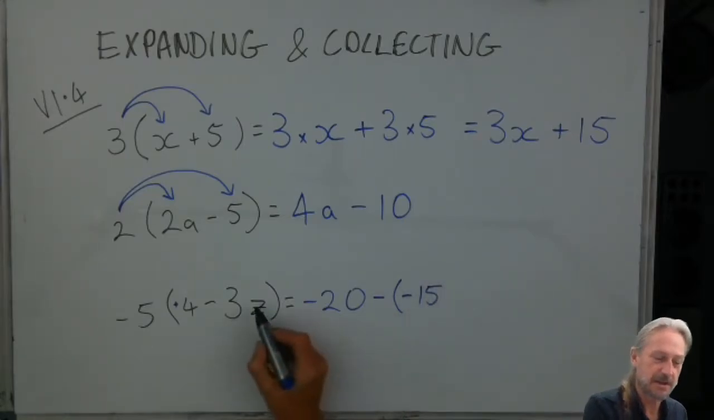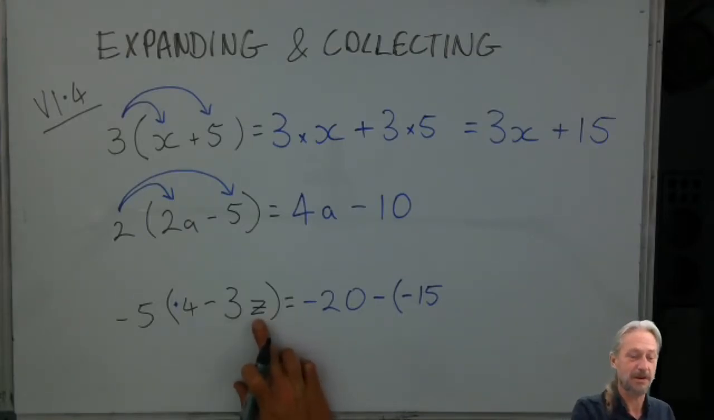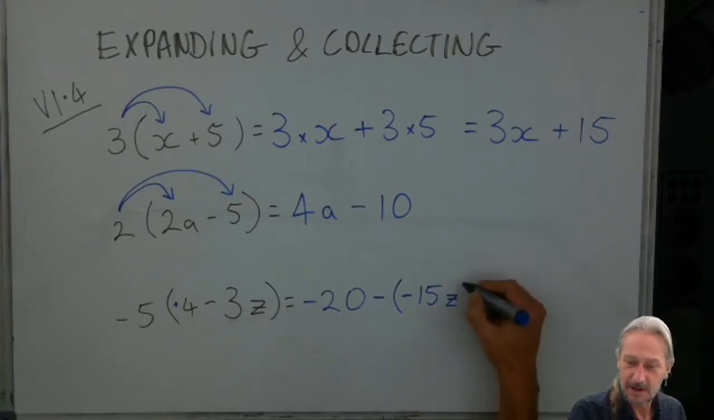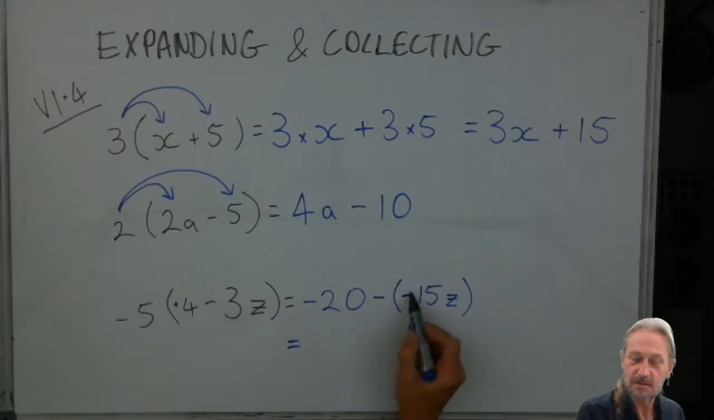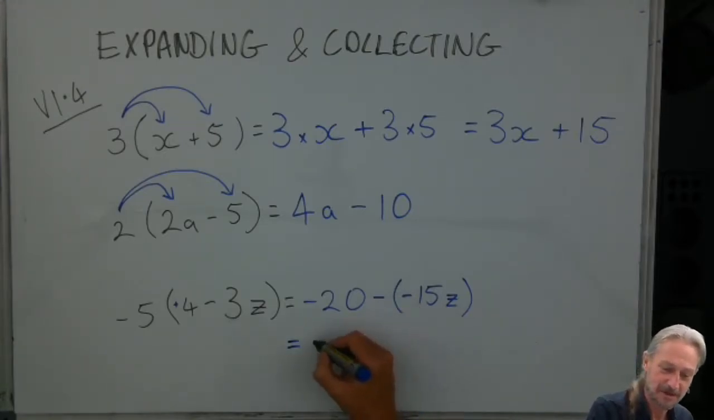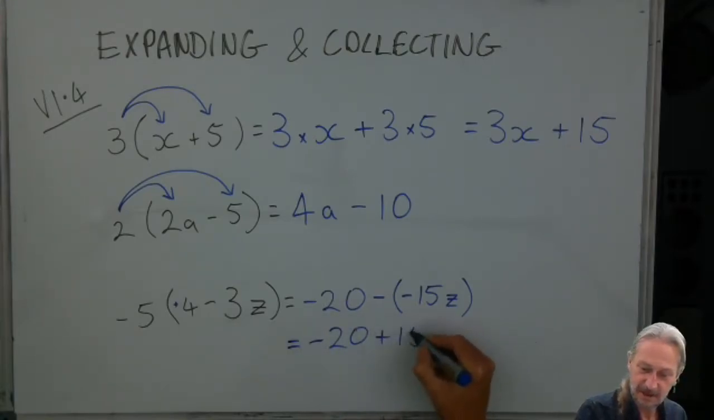15. And notice how I've written z with a little line through it. Mathematicians like to do that so that we don't accidentally get confused with a 2. Negative 15z. So really, these two negatives, they match. So this is really a positive. So we've got negative 20 plus 15z.